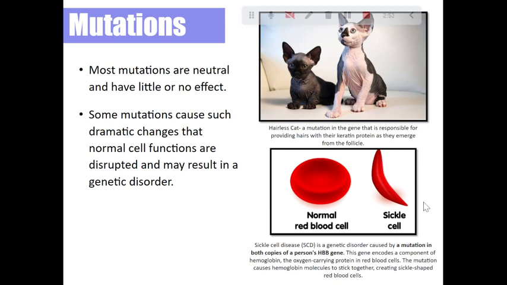Now, down here, this is an example of when we can see the negative side of a mutation. Sickle cell disease is a genetic disorder caused by a mutation in both copies of a person's HBB gene. This gene encodes a component of hemoglobin, which is the oxygen carrying protein in red blood cells. The mutation causes hemoglobin molecules to stick together, creating a sickle shaped red blood cell.